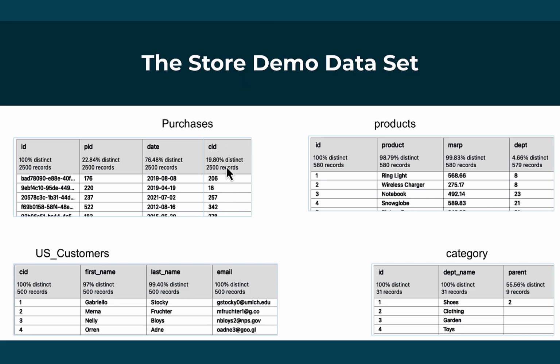For instance, this CID corresponds with the CID here, so that this purchase made on this date was made by this customer here, 206. Similarly, this is the product ID over here, which corresponds with ID here, and department ID here corresponds with this category. We also have a self-join inside this table. We see that ID1 has parent ID2, which is telling us that shoes, the category shoes, has parent, the category clothing.